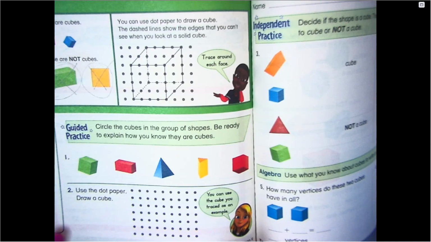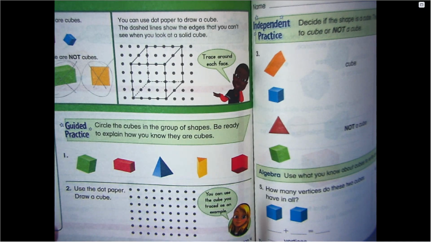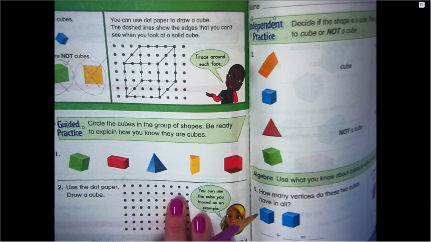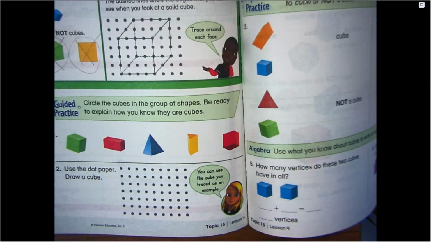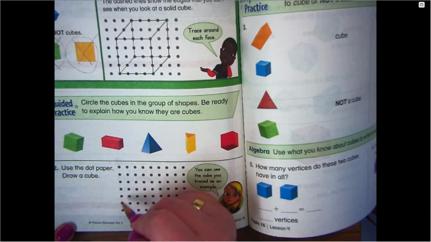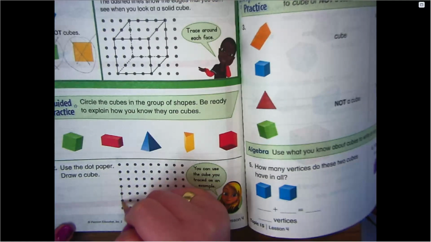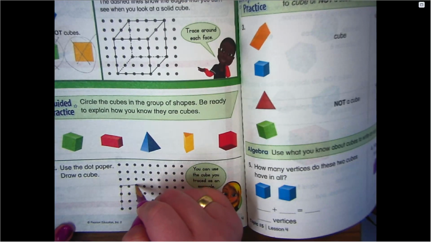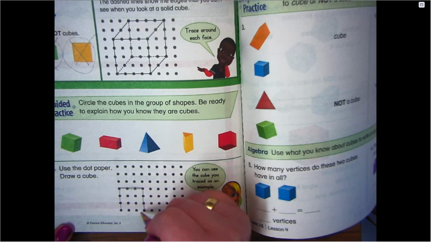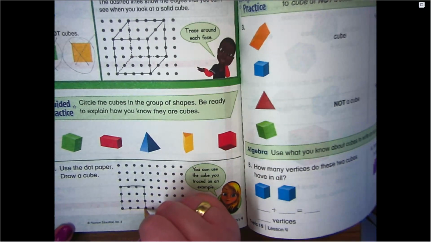Number 1 asks you to circle the cubes. Make your choice, do your best, be thoughtful. Then it comes down here and it says use dot paper to draw a cube. You need to decide. I like to go 4 by 4. We know that the length of the sides is the same, so it will be the same number of dots across as it is up and down.